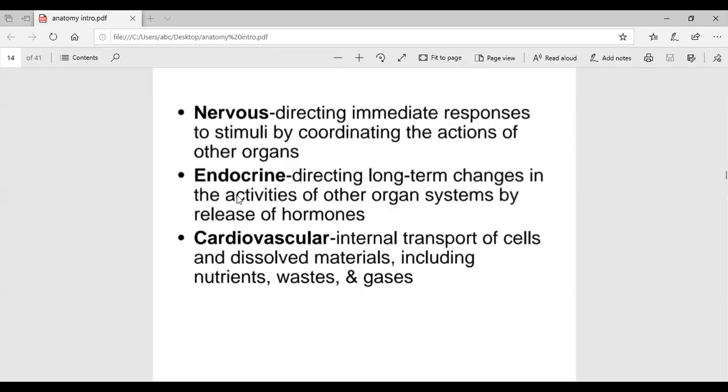Diabetes, you might have heard of diabetes. So there is an organ called the pancreas whose function is producing insulin. So these are different organs in various locations of the body which produce hormones and help in maintenance of our body homeostasis. And then is the cardiovascular system.